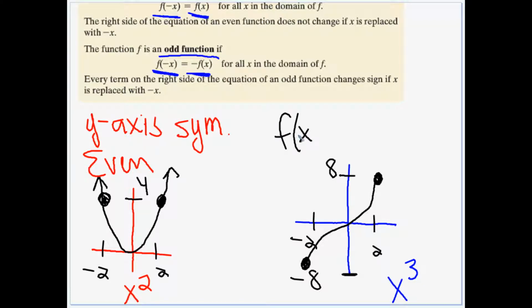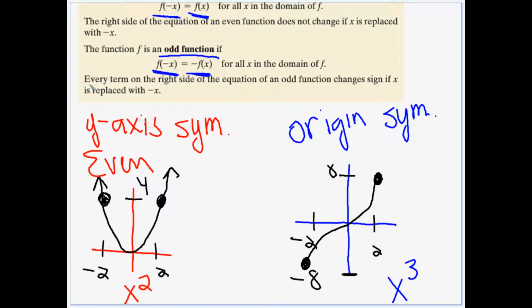F of negative x, there it is. F of negative x is the same thing as the negative of f of x. See, if I take out this f of x and replace it with this 8, that negative sign would hit it, and now it's the same thing as f of negative x. F of negative 2 is negative 8. There we go. And this is origin symmetry. We're symmetric about the origin.